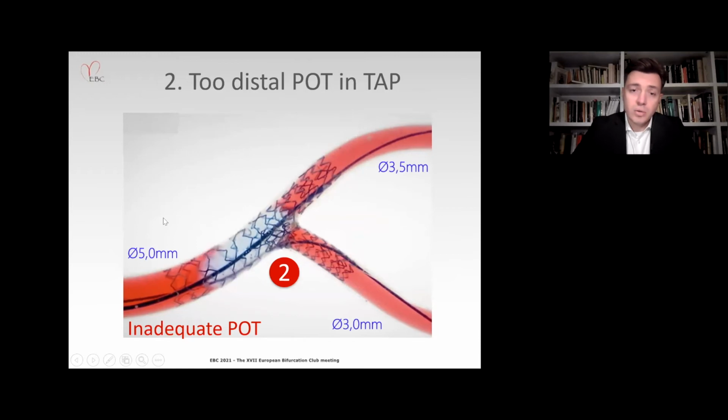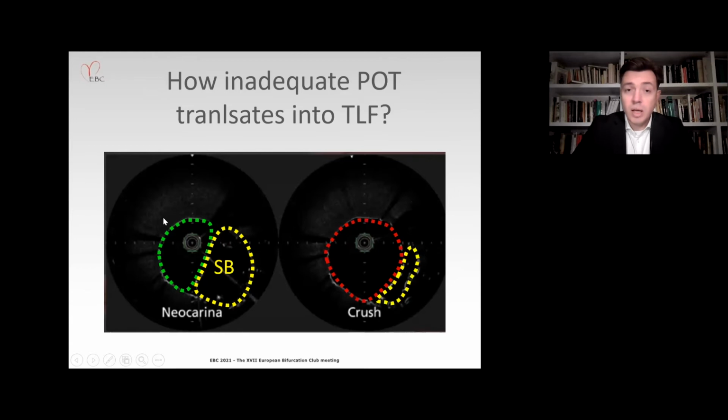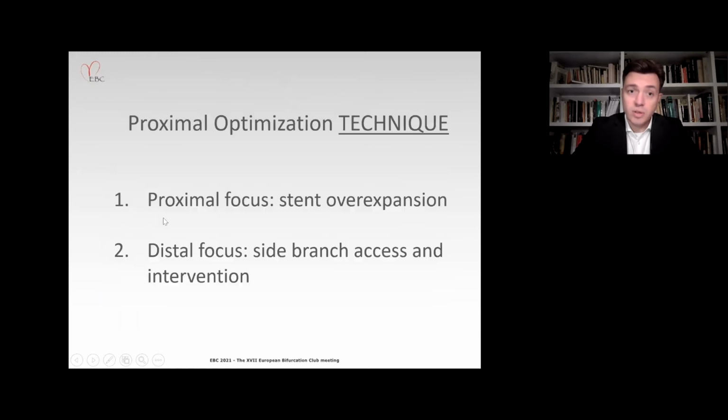So you can always argue, or some colleagues argue, well, if we perform POT too distally, the consequence is carina shift, and carina shift may go away in a few days. Well, that is not always the case, and you see here in TOP, if we perform too distal POT as depicted here, what is the consequence? The consequence is unintended crush. You see here the nice neo-carina of correct TOP, and this is what happens if you do what was just done on the previous slide. This can, of course, translate to stent-related events.